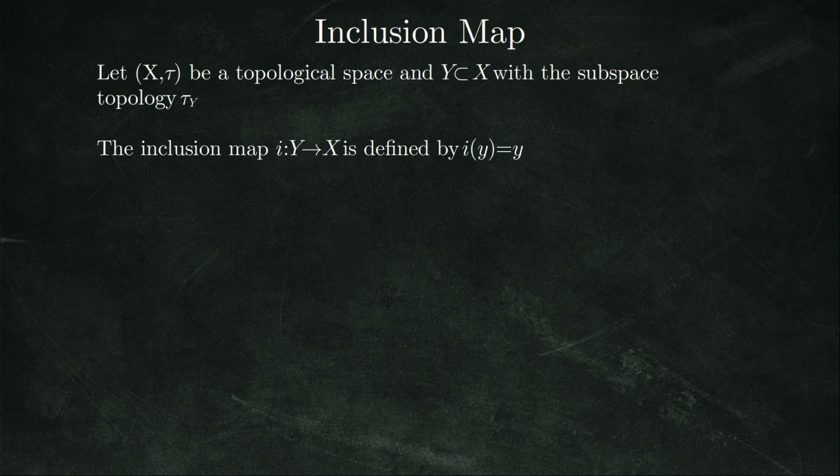Okay, something that often comes up whenever you have a subspace of any kind, not just in topology, is the inclusion map. So if (X, tau) is a topological space and Y is a subset with the subspace topology, we have the inclusion map that goes from Y to X, and it's defined by i(y) = y. So it's essentially the identity on that subset, but it is only defined on that subset. So it's not the identity on X, but the identity on X restricted to the subset Y.